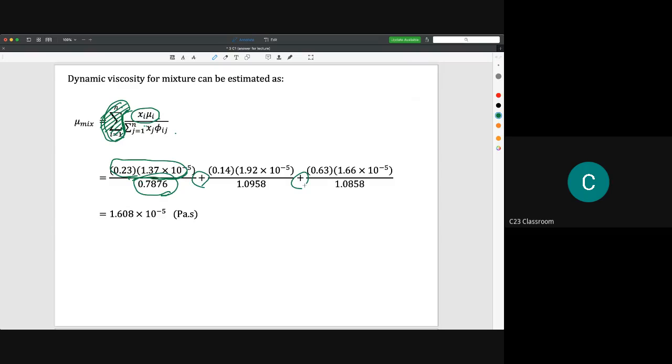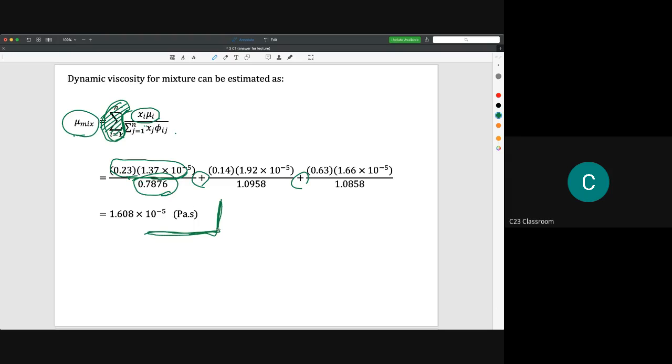So you will find that the viscosity of that mix is equal to 1.608 times 10 to the power of minus 5 Pascal second. So the value is quite small, it's very small, because we are dealing with gas. Okay, you just imagine that.